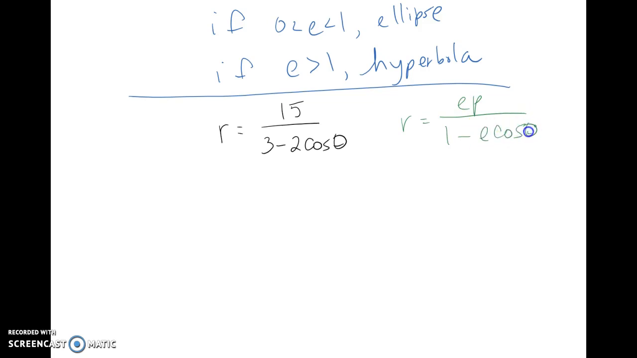Because this right here looks nothing like this, but it actually looks a lot like this. This would be the parent that we're trying to get it to look like if I look above at the parent functions. And so what I'm going to do is just take this equation and this equation and try to make them look the same.